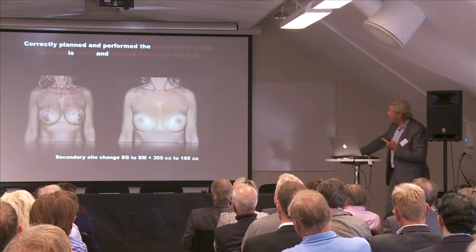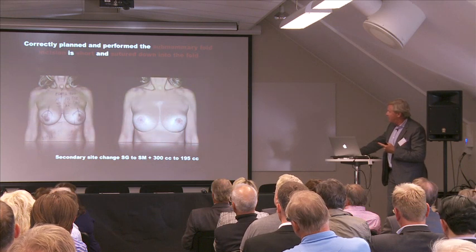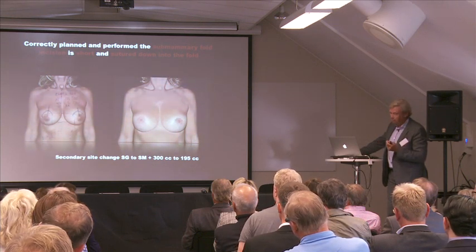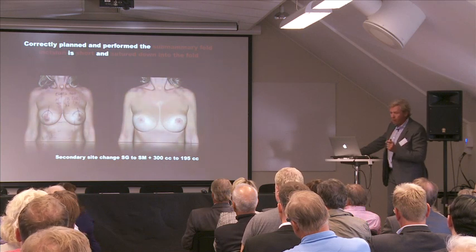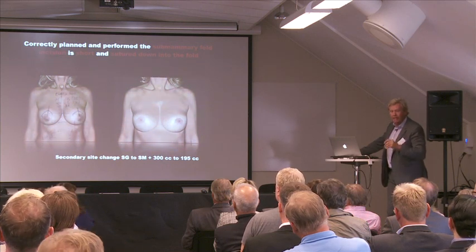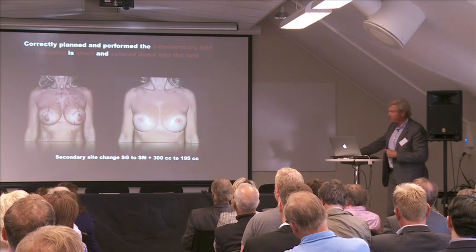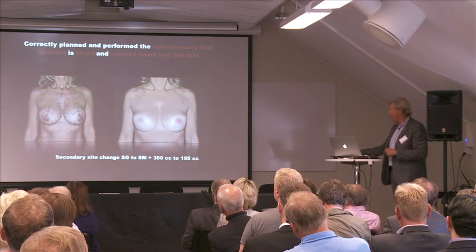In a correctly performed and planned inverted T or mastopexy, the submammary fold scar is very short and it's sutured into the fold, and it's basically inconspicuous, like this secondary site change from subglandular to submuscular implant.